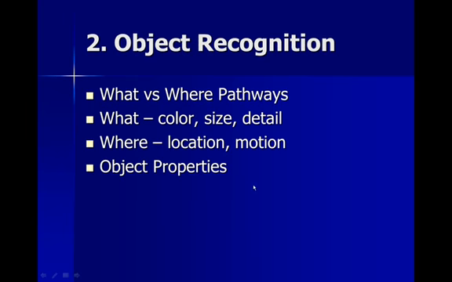Neocortex is also where we are able to see and understand things, that is, recognize objects. In the visual cortex, we have what are called the what versus where pathways. What is color, size, and detail. Where is location and motion. And this is how we're going to be able to discern what and where something is.